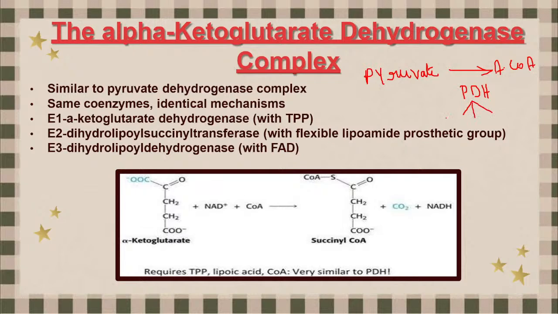The pyruvate dehydrogenase complex has 3 enzymatic subunits. We can call them E1, E2, E3. Why am I talking about the pyruvate dehydrogenase complex? Whatever subunits are present in the pyruvate dehydrogenase complex, the same or similar enzyme complexes are also present in alpha ketoglutarate dehydrogenase. This is the point I want you to remember. So the same kind of coenzymes will be present.